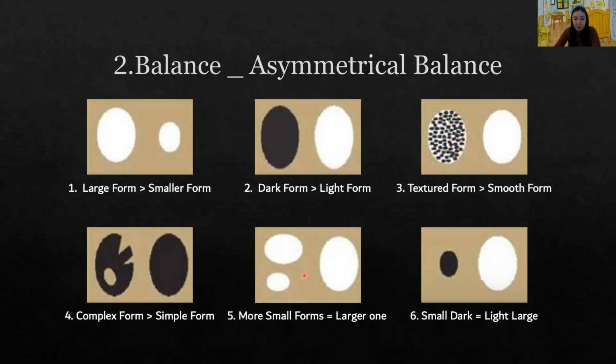And the 5th one, 2 or more small forms can balance a larger one. And the 6th one, a smaller dark form can balance a larger light one. So let me show you an example to apply one of the types of asymmetrical balance.